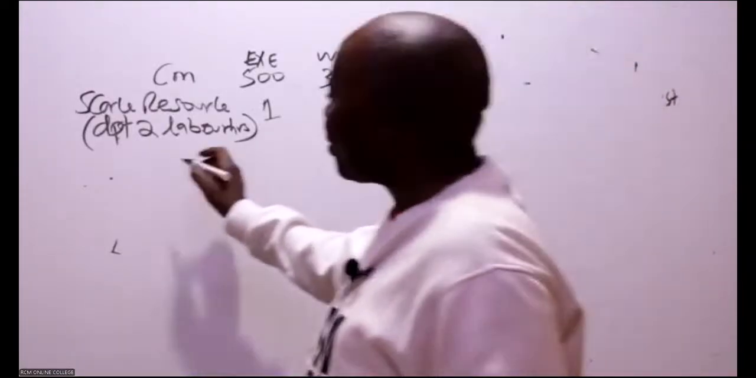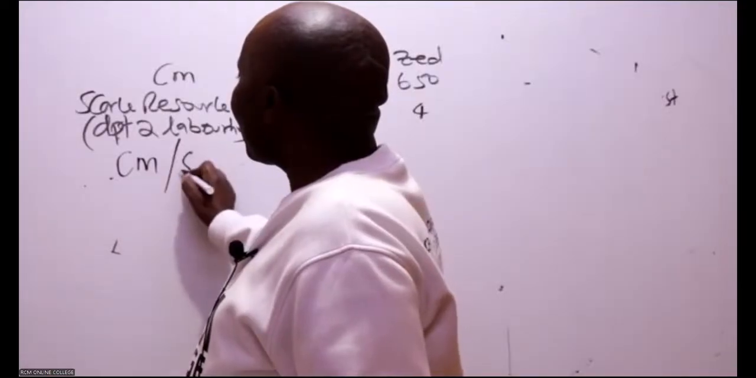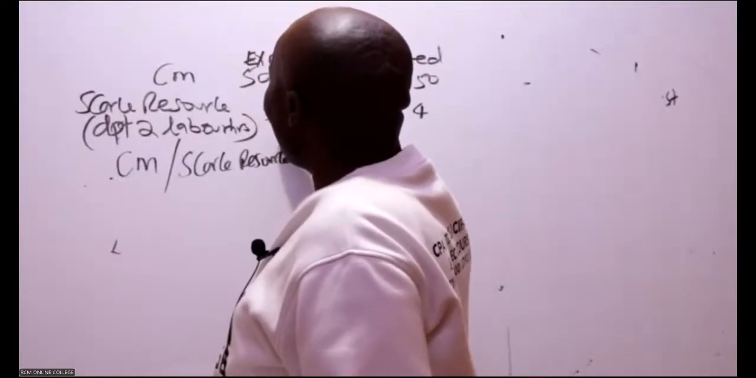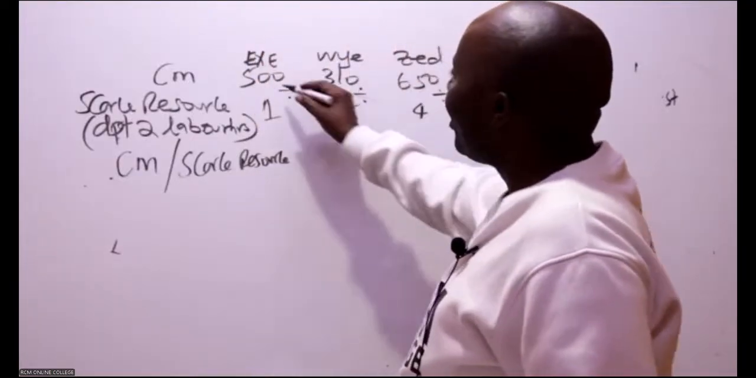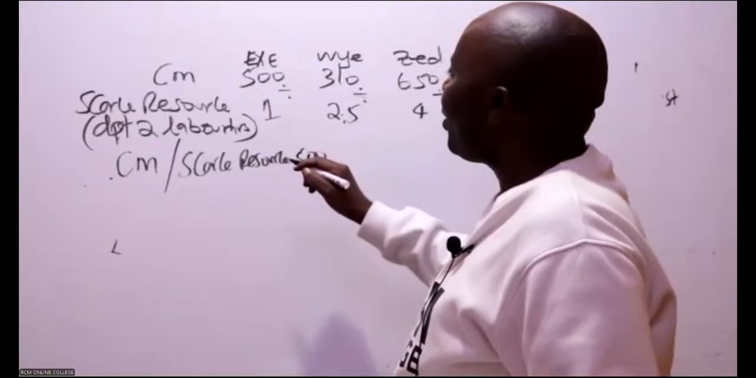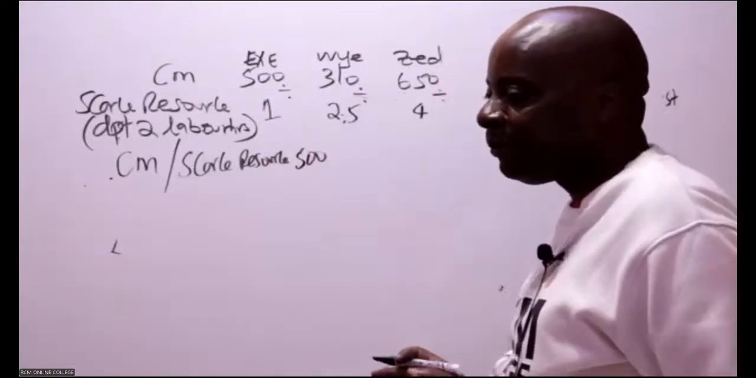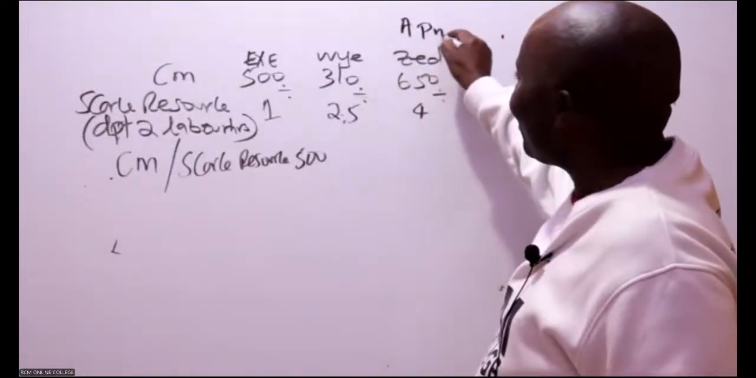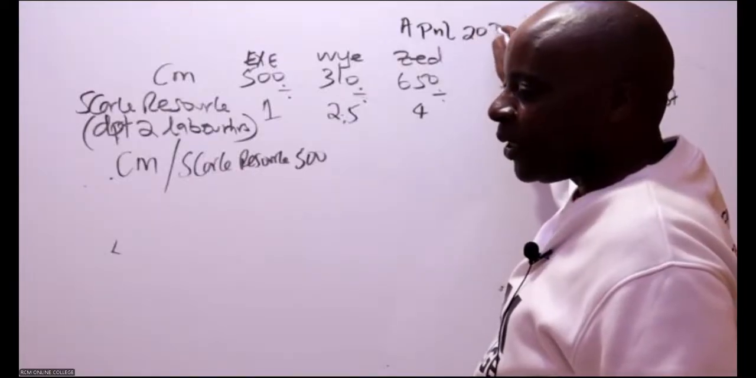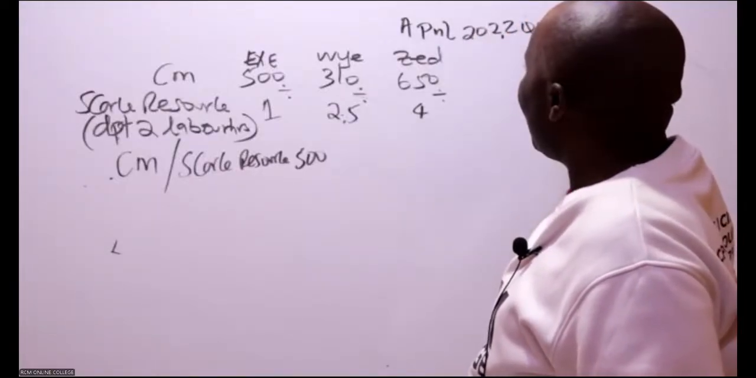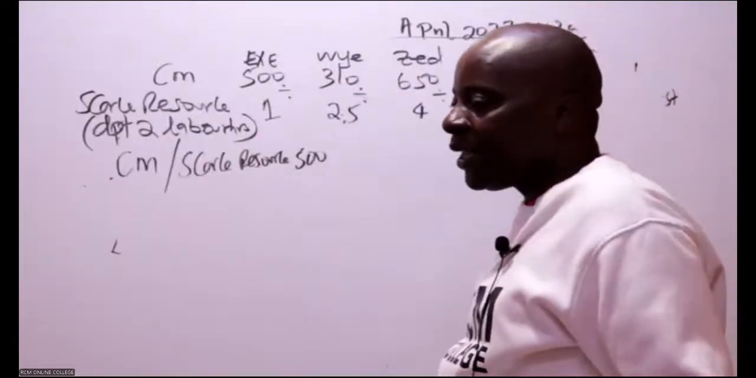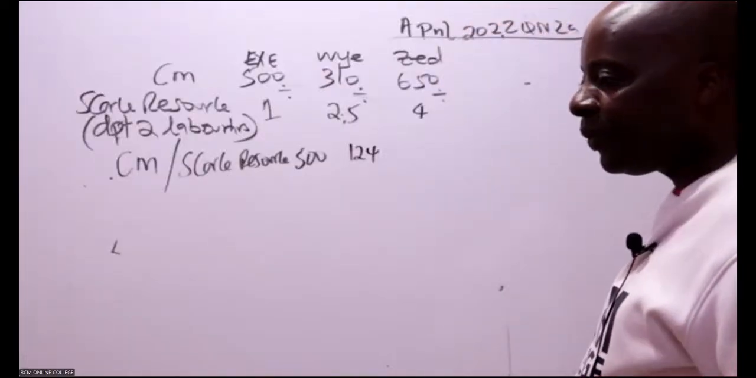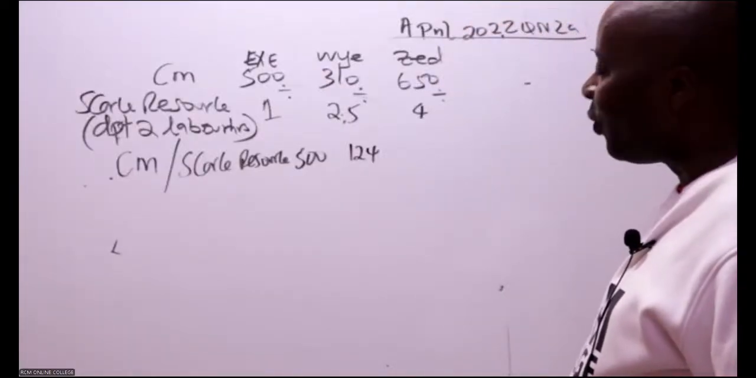Then you give us the quotient. You give us CM per scarce resource or per limiting factor. You divide them. So 500 divided by 1, 500. 310 divided by 2.5. I should not be rubbing here. You're right, I should be writing always the question. So April 2022, question 2A. So you divide, and Y gives us 124. And then Z lastly, 162.5.